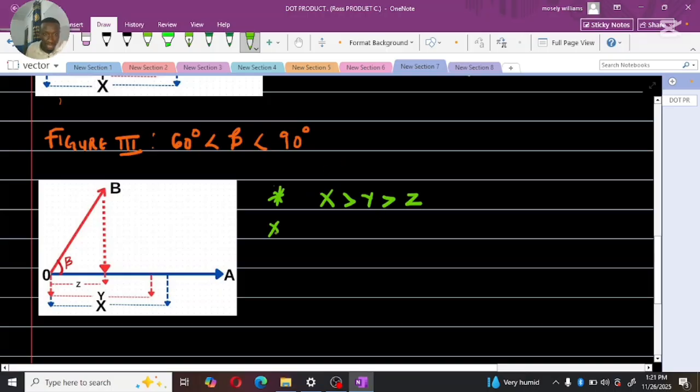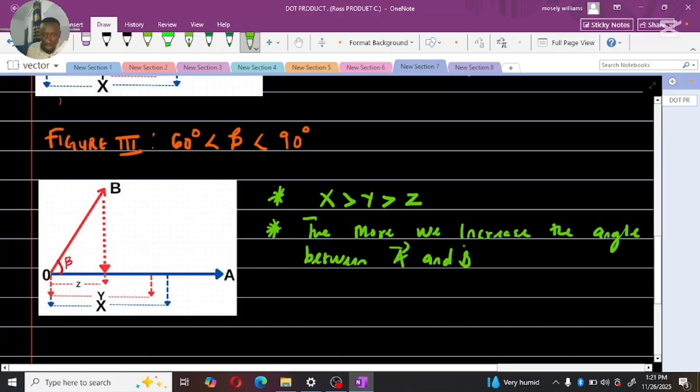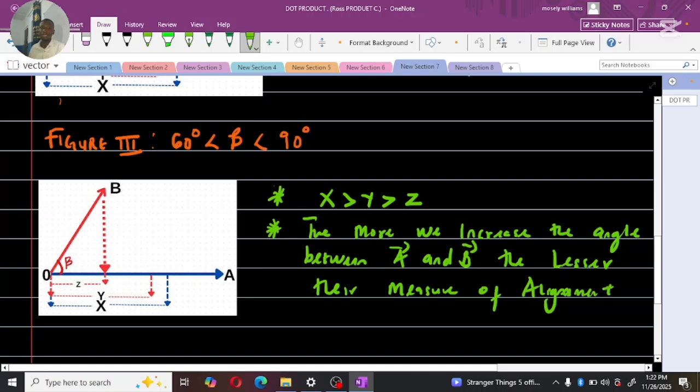And another thing is that the more we increase the angle between A and B, just like we said the other time, the lesser their measure of alignment. It's as simple as that.